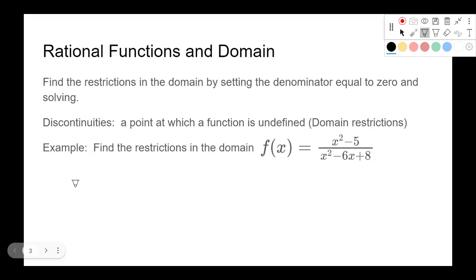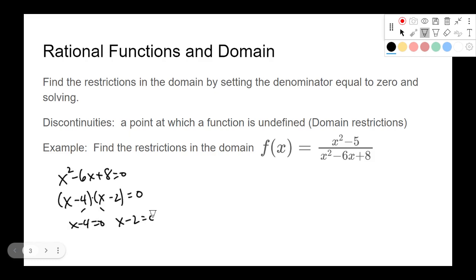Okay, so let's do that with this function here, and then we'll talk about discontinuities. So we're going to take x squared minus 6x plus 8, set it equal to 0 to find our domain. Okay, now, what am I going to do with x squared minus 6x plus 8? Well, I'm going to do what I do most of the time in this class, and I'm going to factor it. So I factored it, x minus 4 times x minus 2. And then I can split these two and solve them both. So x minus 4 would equal 0, x minus 2 would equal 0, x equals 2, and x equals 4. So x can't be 4, x can't be 2.